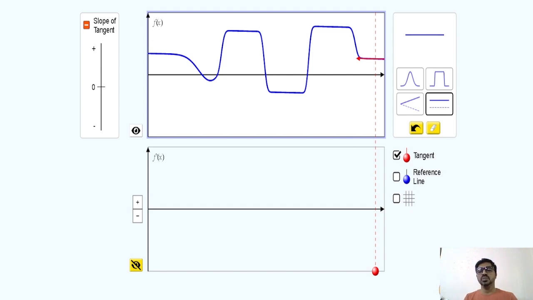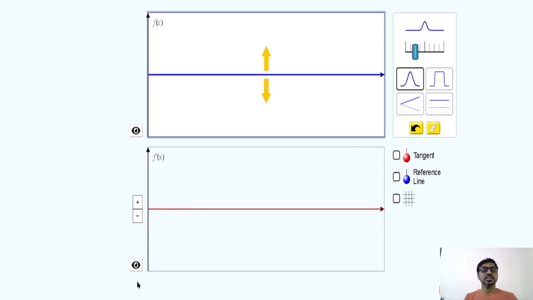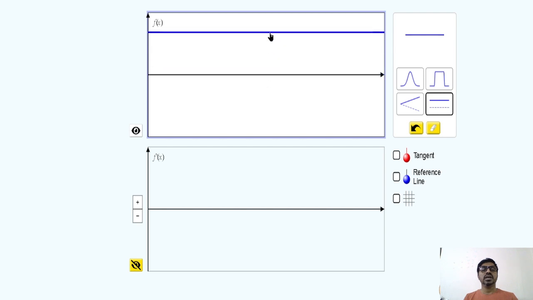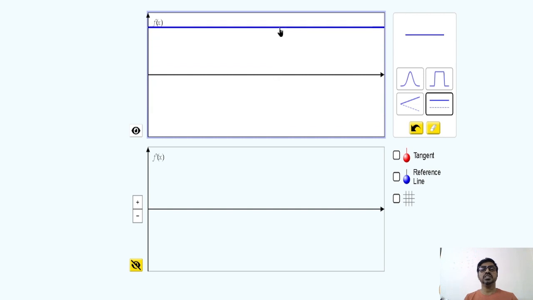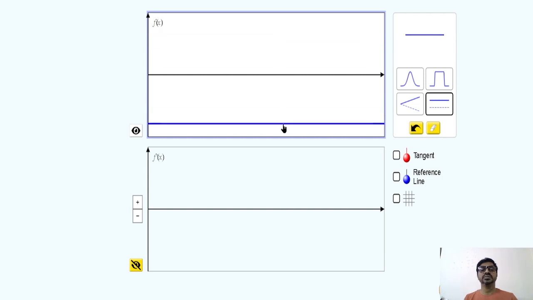So let's start with the simplest graph. On the lower panel we have the derivative function, which I'll be discussing in other videos, so don't worry about it. For the time being, let's focus on the function. The simplest command that we can use is the fourth one, where you can move the graph up or down without changing its orientation. No rotation here, it's a pure translation, either up or down.